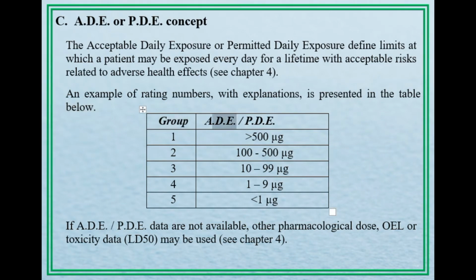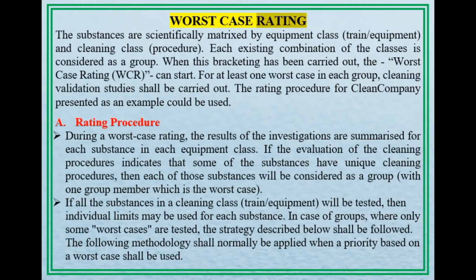Group ADE, PDE. 1. Greater than 500 micrograms. 2. 100 to 500 micrograms. 3. 10 to 99 micrograms. 4. 1 to 9 micrograms. If ADE, PDE data are not available, other pharmacological dose or low toxicity data, LD50, may be used. See Chapter 4. Worst case rating.